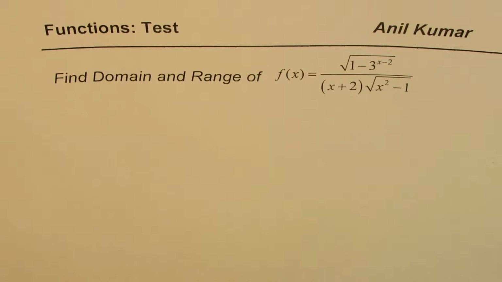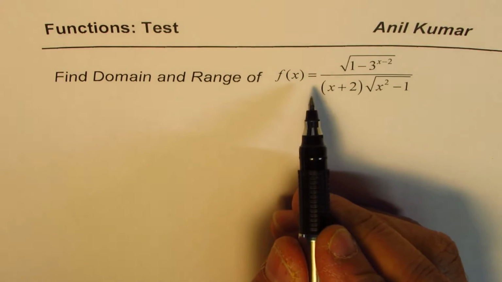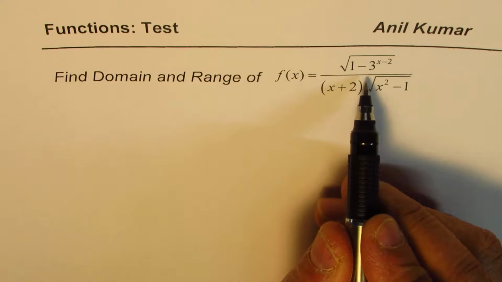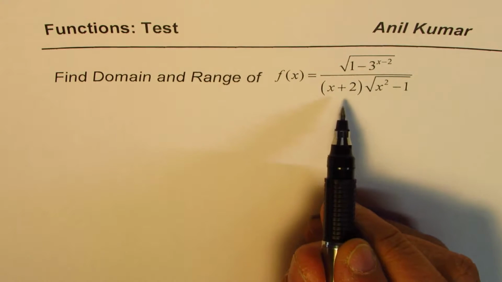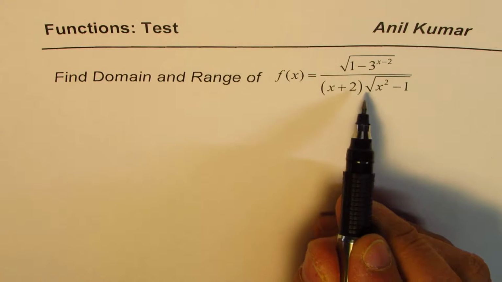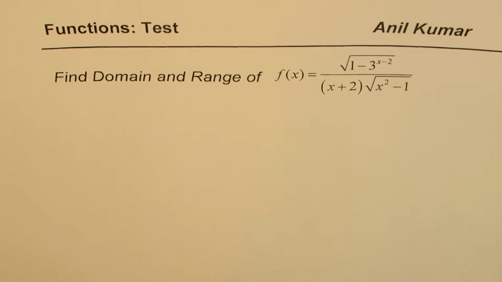This is for the students who are preparing for calculus, so it could be a part of pre-calculus also. The question here is, find the domain and range of f(x) = square root of (1 - 3^(x-2)) divided by (x+2) times square root of (x^2 - 1). You can always pause the video, answer the question, and then look into my suggestions.